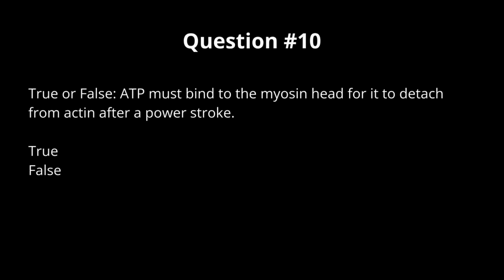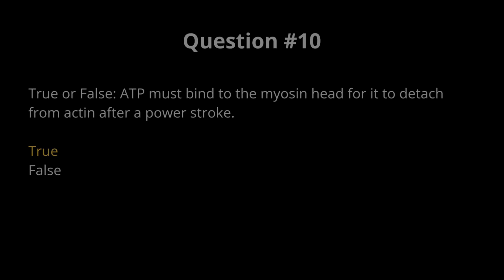Question number 10. True or false? ATP must bind to the myosin head for it to detach from actin after a power stroke. The correct answer is true. ATP binding releases the myosin head from actin, allowing another cross-bridge cycle to begin.